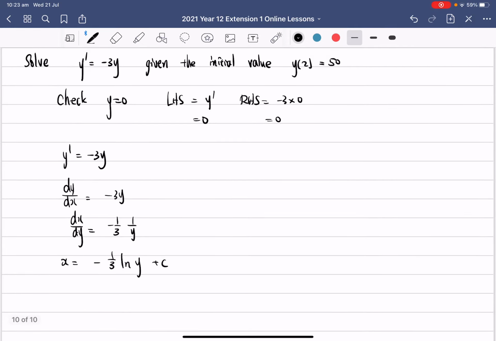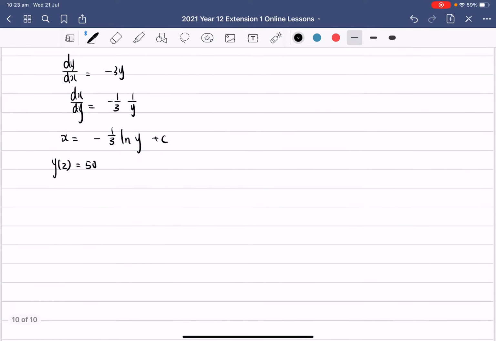All right, let's put the information there. We know that y2 is equal to 50. So when x is equal to 2, y equals 50. So 2 is equal to negative 1/3.